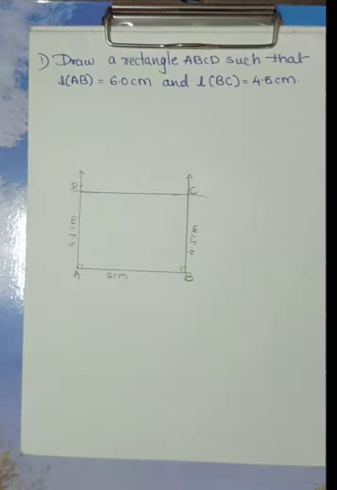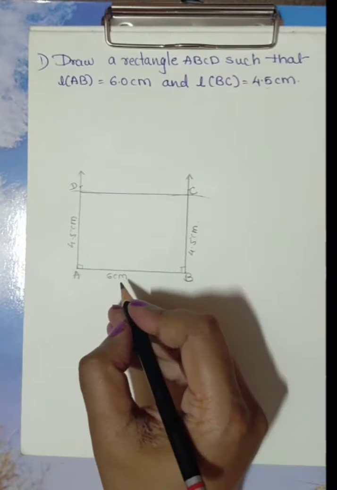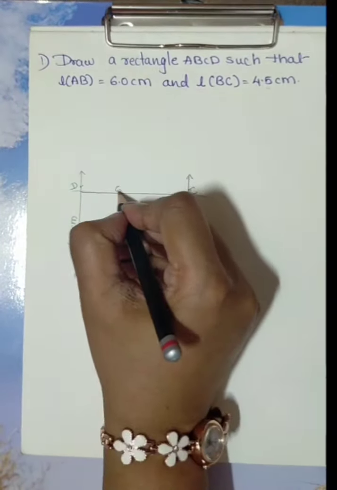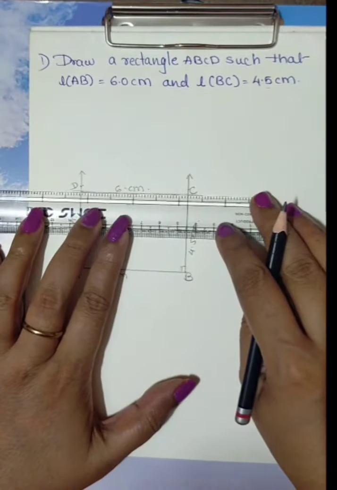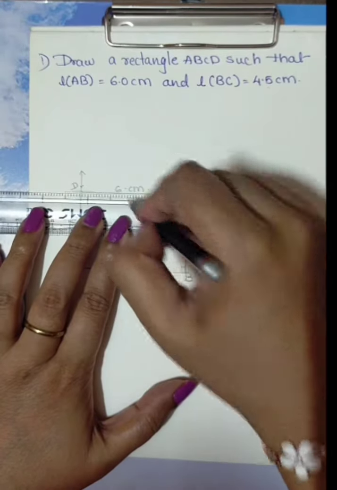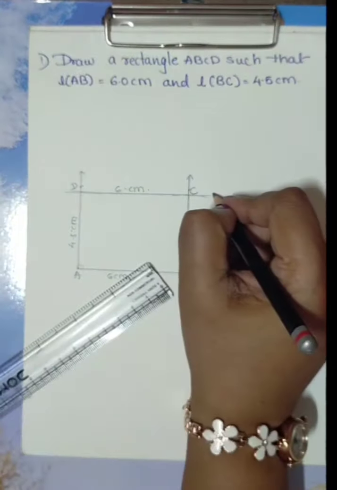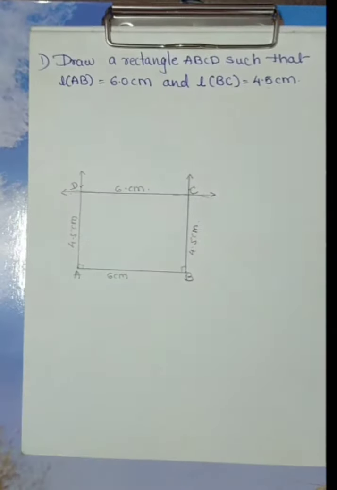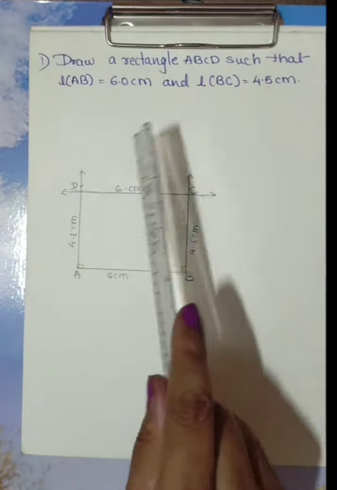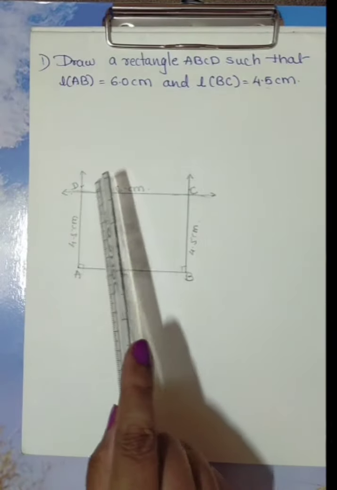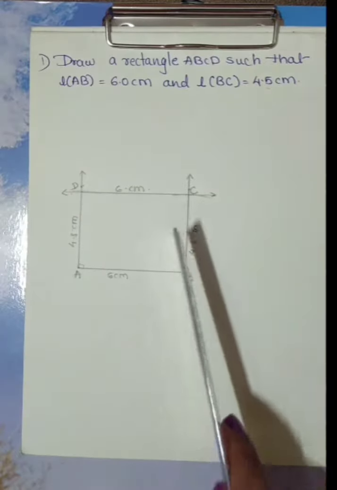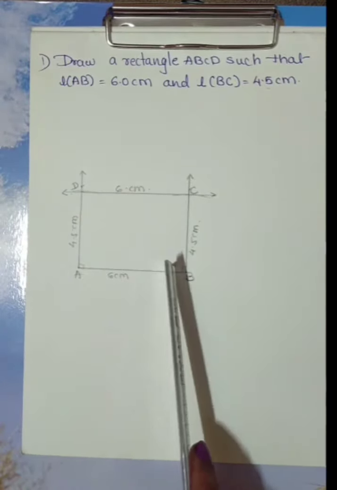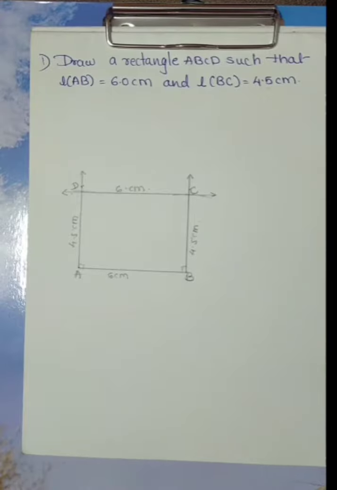Opposite sides of rectangle is congruent. Okay, this also 6 centimeter. Okay, now rectangle ABCD, all angles are 90 degree. These all are 90 degree and opposite sides are congruent. Now we are going to do second sum.